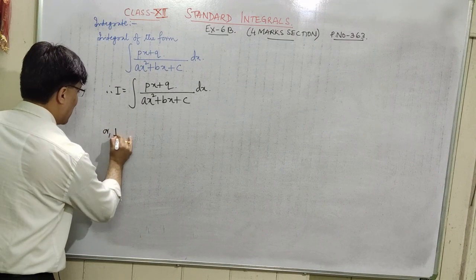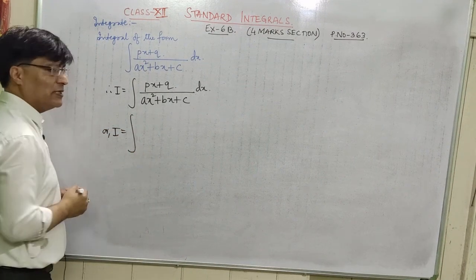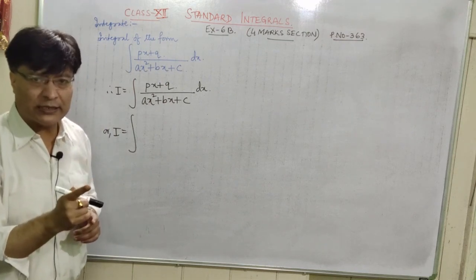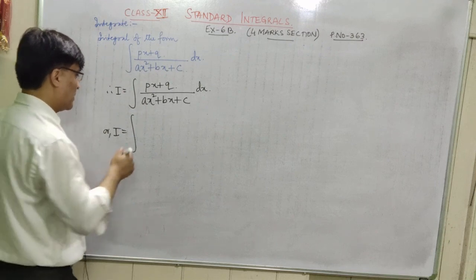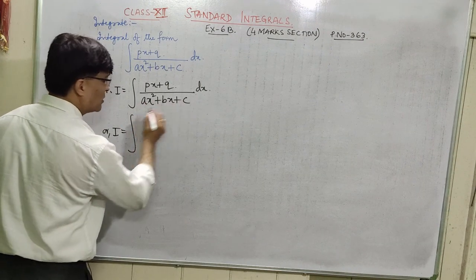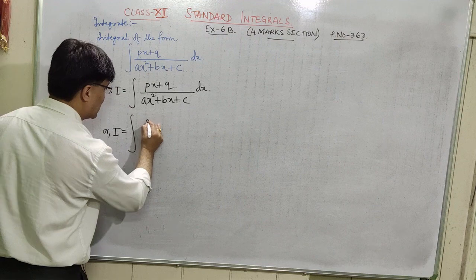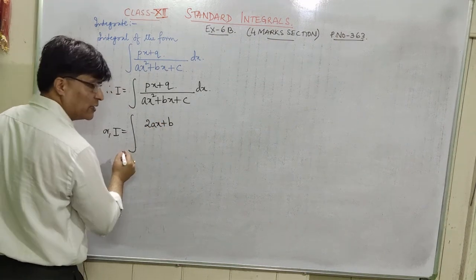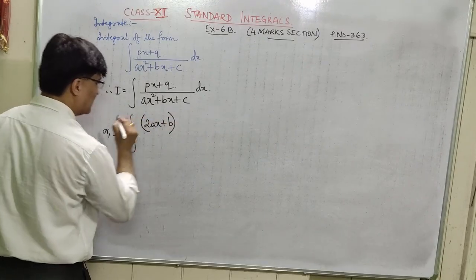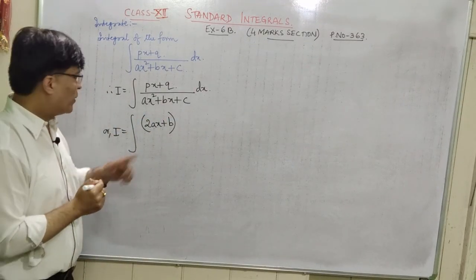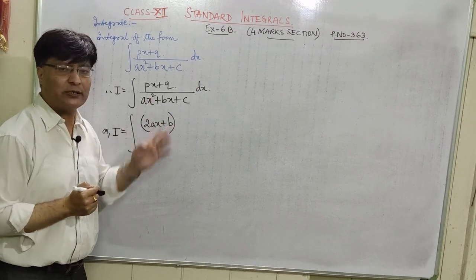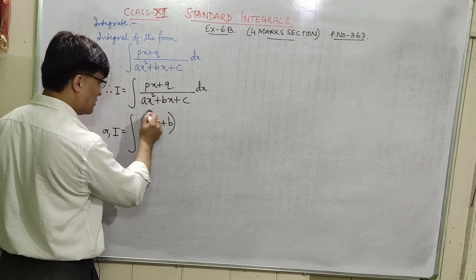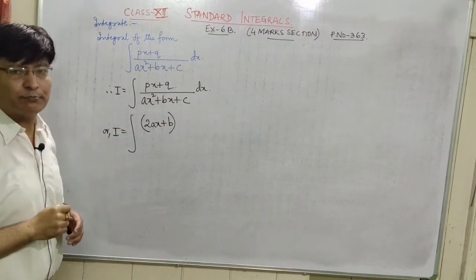So I is equal to, the method in this case is to write down the differentiation of the denominator in the numerator. So what is the differentiation of the denominator? It is 2ax. What is the differentiation of bx with respect to x? It is b, and for c it is 0. Keep it within brackets. Is that clear? So we are getting 2ax plus b, which is the differentiation of the denominator. But you should get px plus q after simplifying this, 2ax plus b.